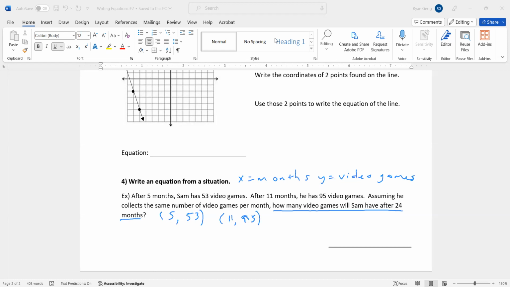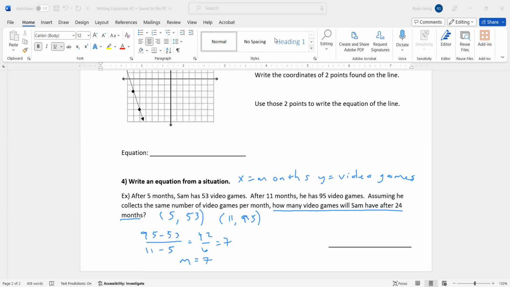Okay, you can probably guess what we're going to do. Find the slope. 95 minus 53, 11 minus 5. So that's 42 over 6. So 7. His m is 7. What does that represent? That's his change in y, so number of video games per month. So it's video games per month.